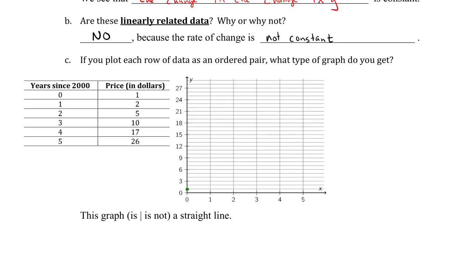When x is 1, y is 2. When x is 2, y is 5. When x is 3, y is 10. When x is 4, y is 17. There it is. And when x is 5, y is 26. And now we see if we try to draw a straight line through this graph, we can't do it. There's no single straight line that passes through all of these dots. This graph is not a straight line.